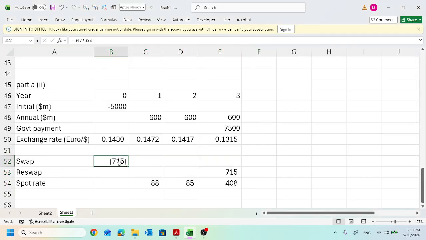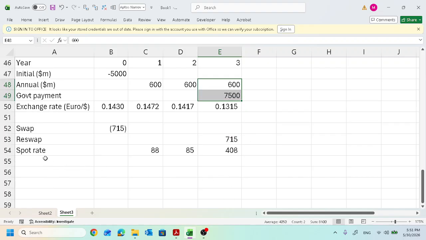Once again, initially 5,000 you gave at today's spot rate, and that 5,000 you have to reswap at the end. So 715, same amount it will be, because same exchange rate, today's rate. Now this 600 at year 1 exchange rate, this 600 at year 2 exchange rate. Year 3 you have these two amounts received. Of these two amounts, 5,000 was used for the reswap to give it back to the counterparty. The balance amount I am using the spot rate. Done.